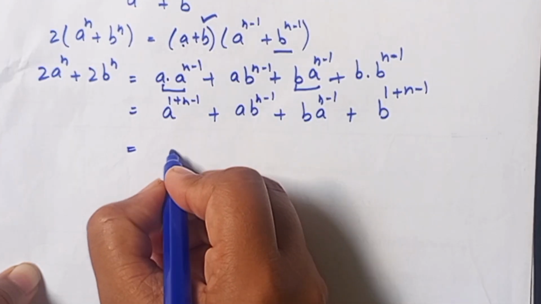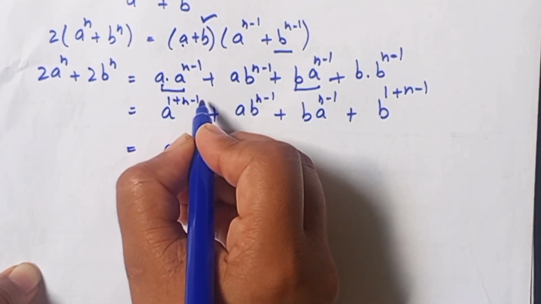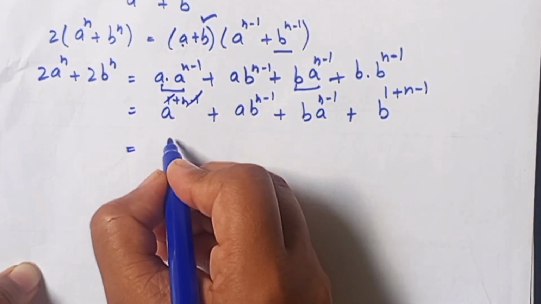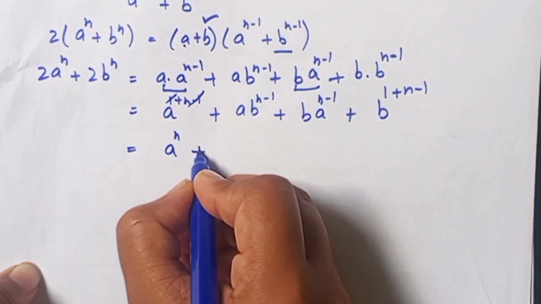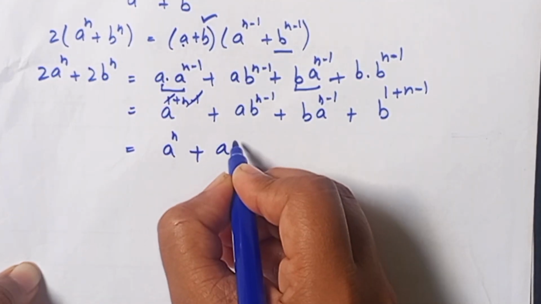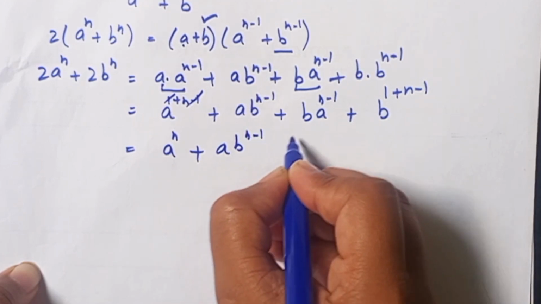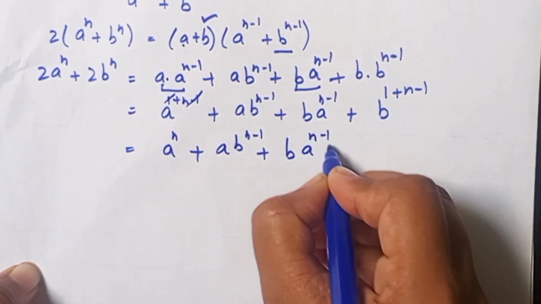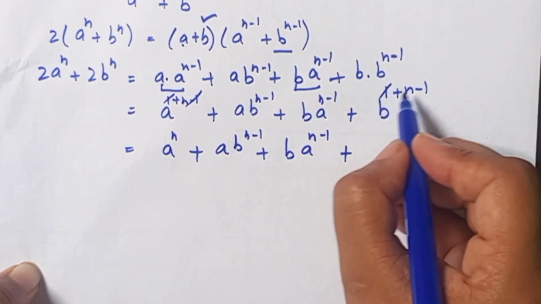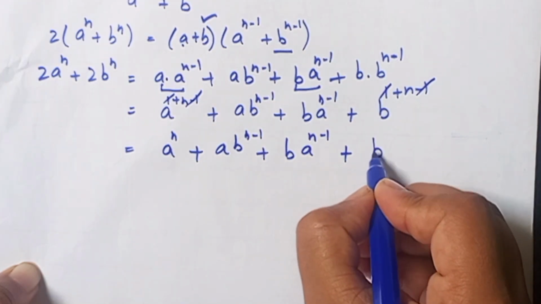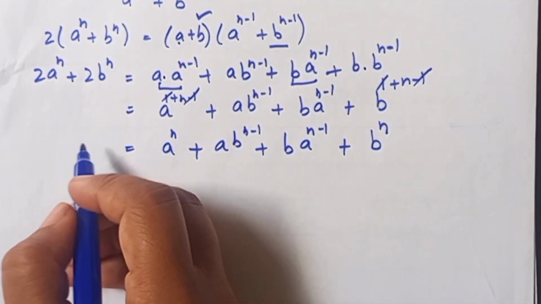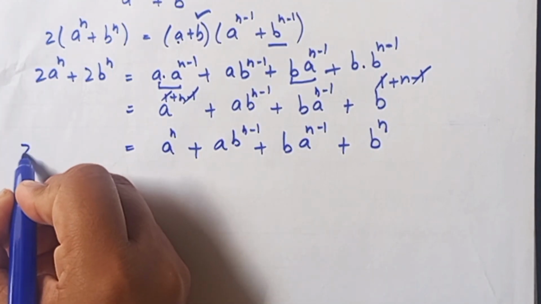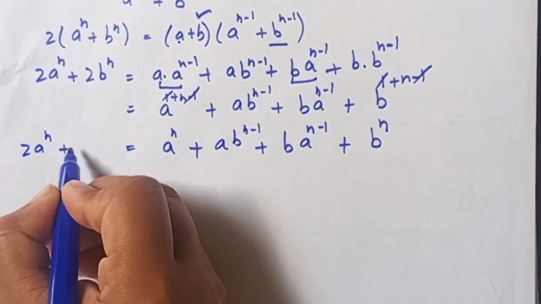In the next step, this is plus 1, this is minus 1, so this will cancel, and we just get a^n, plus we copy this value as it is. We also copy this third value, and this plus 1 and minus 1 will cancel, so we just get b^n. And the left hand side is our 2a^n + 2b^n.